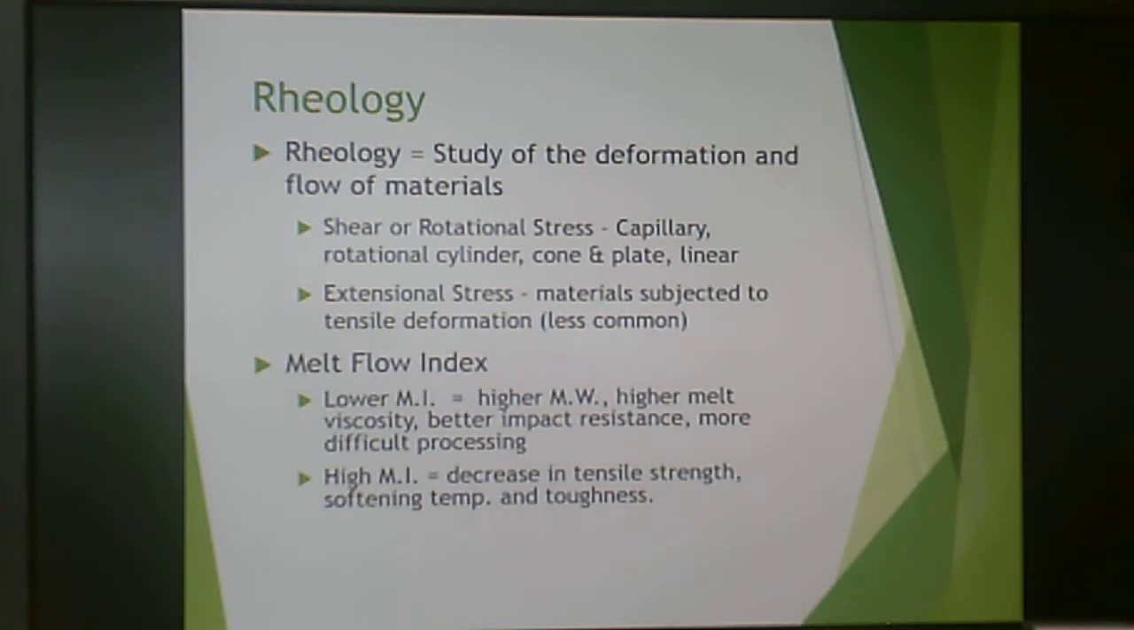So if you have a lower melt index, you have a higher molecular weight, higher melt viscosity, better impact resistance, but it's more difficult to process. A high melt index is a decrease in tensile strength, softening temperature, and toughness. What melt flow index actually is reported as is the amount of material that can go through a particular orifice in a particular period of time. So if you have a high melt flow index, it has low molecular weight, it melts really easily and a lot of it goes through. A low melt index means less of it goes through, has a higher molecular weight, so less actual material goes through, it has higher melt viscosity.